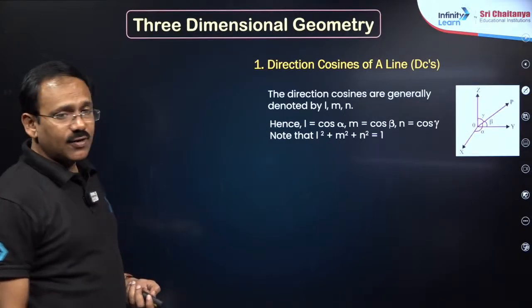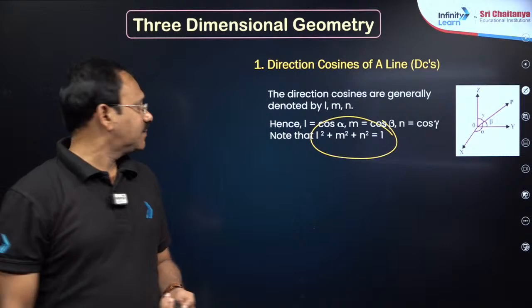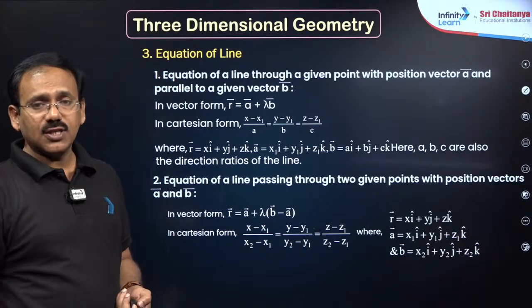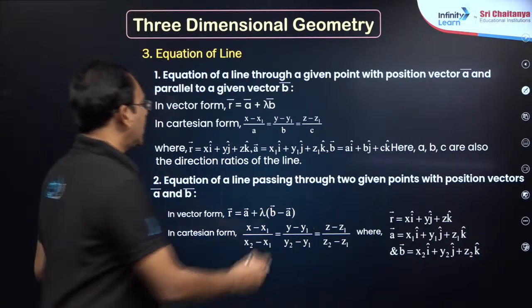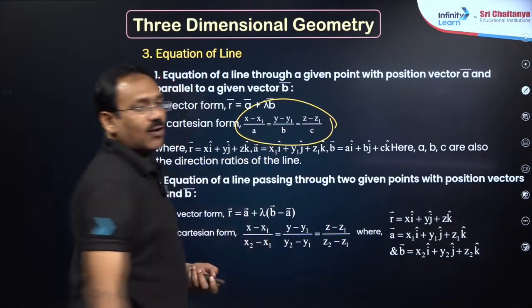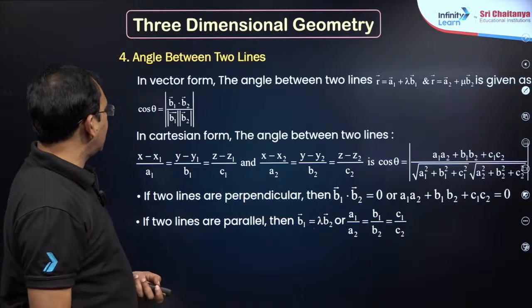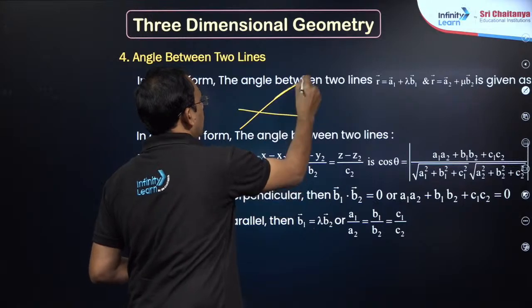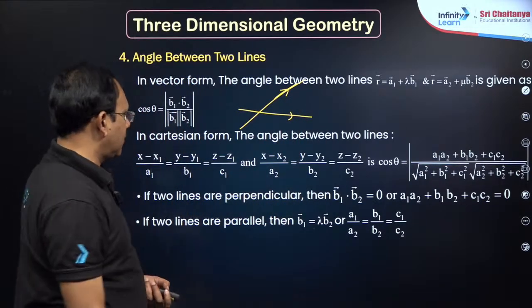The next, if LMN are the DCs, then L square plus M square plus N square is equal to 1. You must be able to convert direction ratios to direction cosines and direction cosines to direction ratios. And if the equation of a line is given in symmetric form, you must be able to take the general point on it. The next, my dear friends, how to find angle between two lines: simply take the two parallel vectors on them and find the angle between them, dear students.